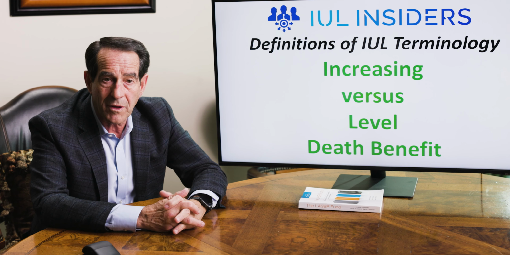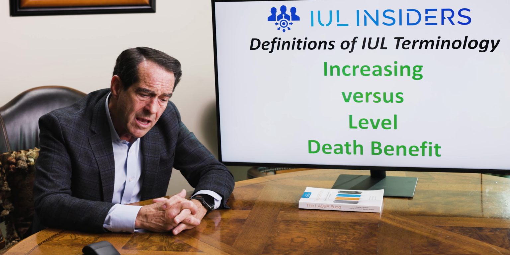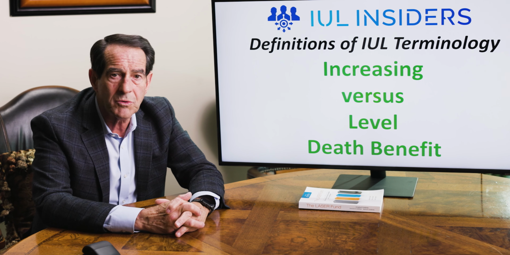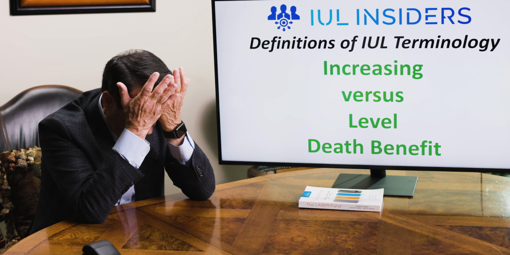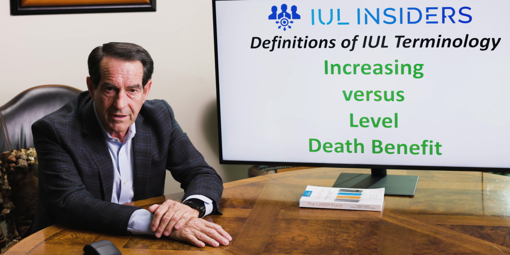And so a lot of times people will ask questions, well, okay, I'm beginning to learn about this indexed universal life. Which death benefit is best? The increasing death benefit or the level death benefit? And the answer is, well, that depends, okay? But sometimes people latch onto cliches like, oh no, level is the devil. And I just go, oh dear. They don't know what they don't know.